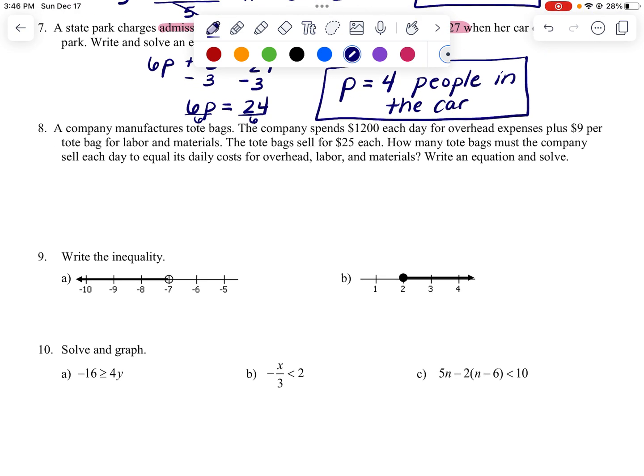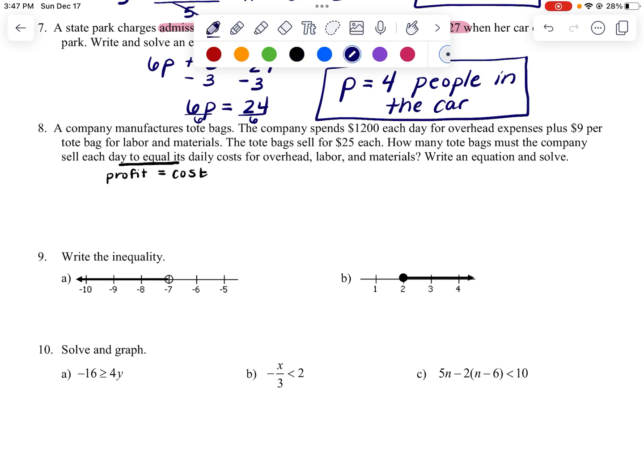So number 8, a company manufactures tote bags. The company spends $1,200 each day for overhead expenses plus $9 for tote bag and materials. They sell for $25. So it says, when are they going to equal the cost versus the profit? So basically what it's saying is, when is the profit going to equal the cost? Okay, that's really important.